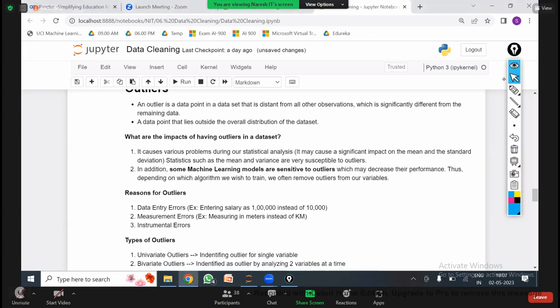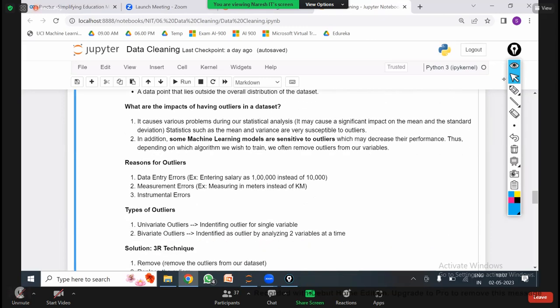Now, what is the impact of outliers in the data set? If there are outliers in the data set, what is the problem? It is going to impact the statistical analysis. Some of the machine learning algorithms are very sensitive to outliers. If there are outliers, the entire value will change, the accuracy will change, everything will change. They are more sensitive to outliers.